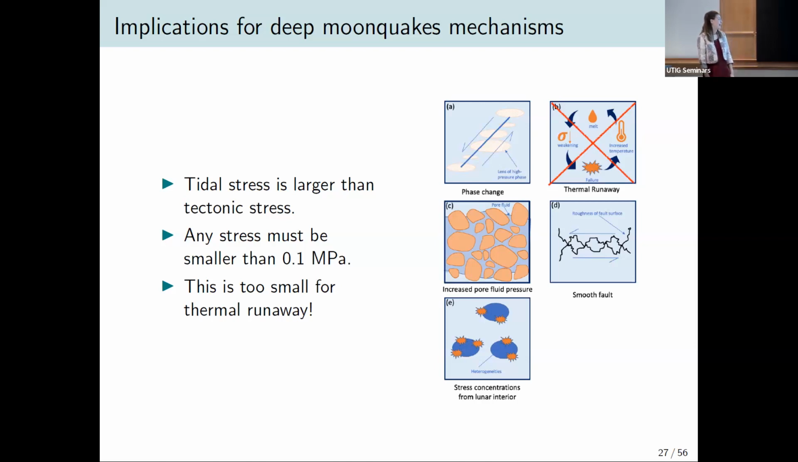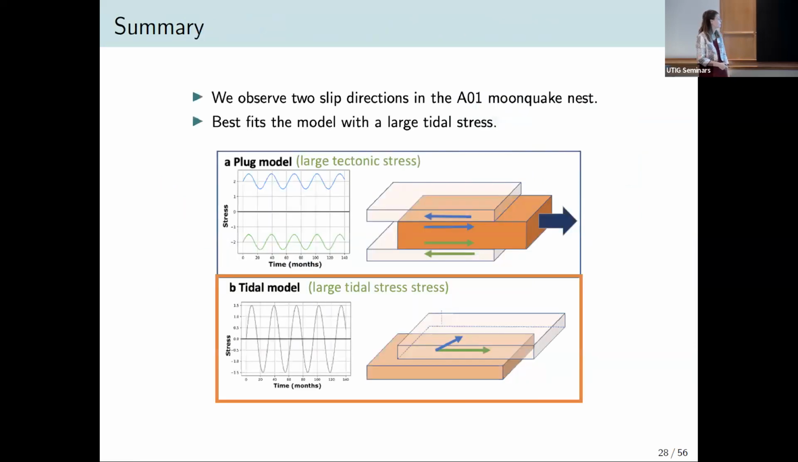And then we can think about what we're left with. A phase change seems unlikely. That's something that's much more common in subduction zones where we know what's going on, or increased pore fluid pressure. Where's the water on the moon? If it's not water, is it melt? So you're left with all of these weird questions about what is the mechanism of deep moonquakes, but it's probably not thermal runaway. So I'm just wrapping up this little section on deep moonquakes. And so we used the principal component analysis to try and understand if there was one slip direction or two slip directions. And because we found two, it suggests that deep moonquakes are driven by the tidal stress.